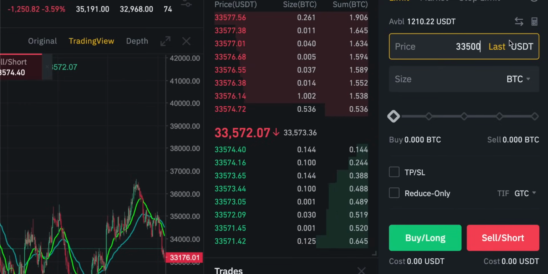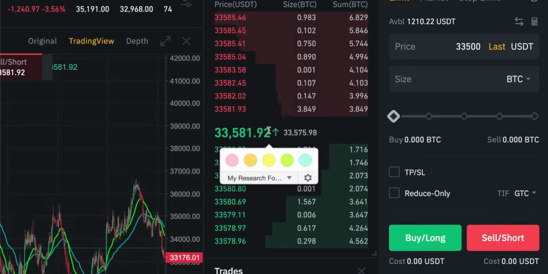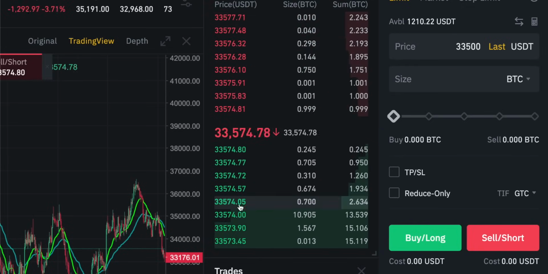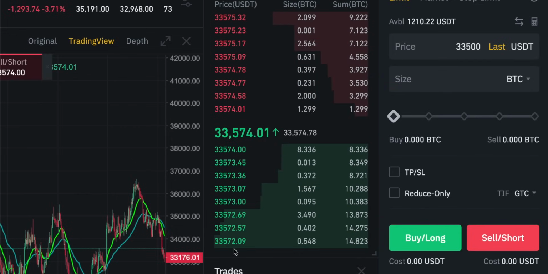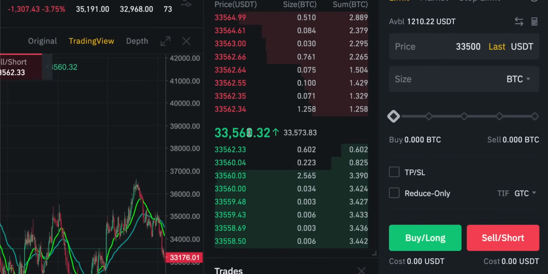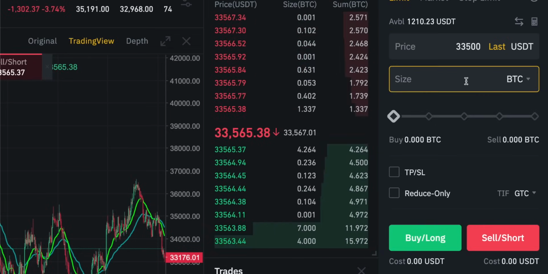Now you can see that my price right here, 33,500, is below the current market price. So that means my trade will not go through. My order is going to be placed on the book somewhere down here. It's actually quite a long way away. I'm about $70, $60 away from the trade right here, but that's fine. I can put that order in. Now I have to choose what size.